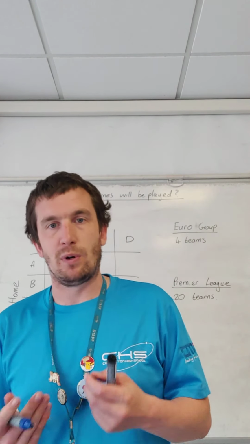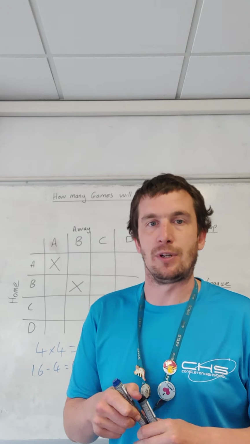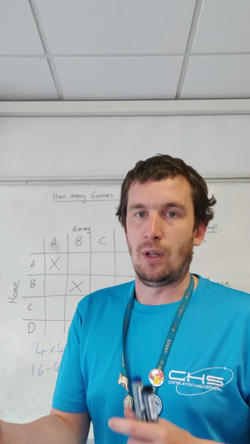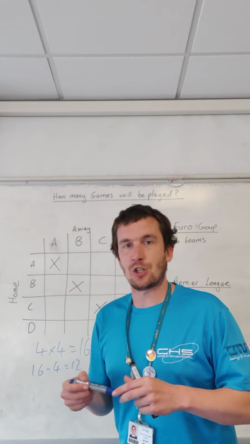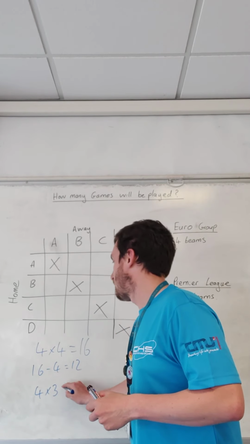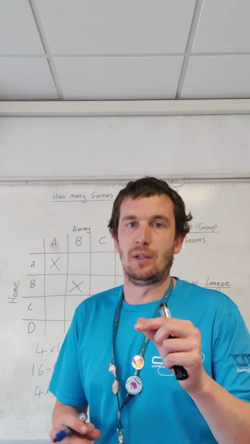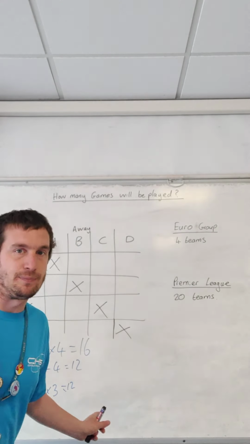So if there was a league with 4 teams in and they all had to play each other home and away, the way you would work it out is do 4 times 4, but then subtract that number because they can't play themselves. You can do another way, which is just 4 times 3. You take the number and multiply by 1 less than that. That's the same as what we've done there.